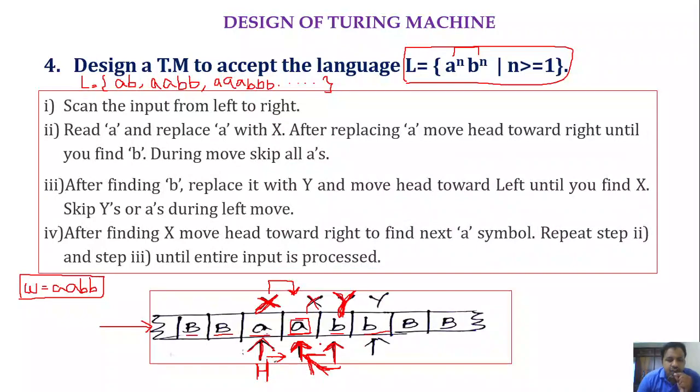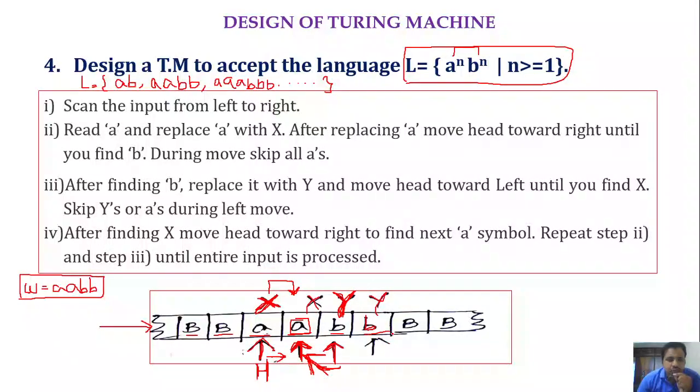While moving towards the right, if you get any a's, just keep on. If you get y, just keep that y as it is and move the head towards the right. So while moving towards the right, if you get any a's or any y's, keep those symbols as they are until you get a b symbol. Once you get a b symbol, you have to replace that b with y and move the head towards the left to search for the next a symbol.